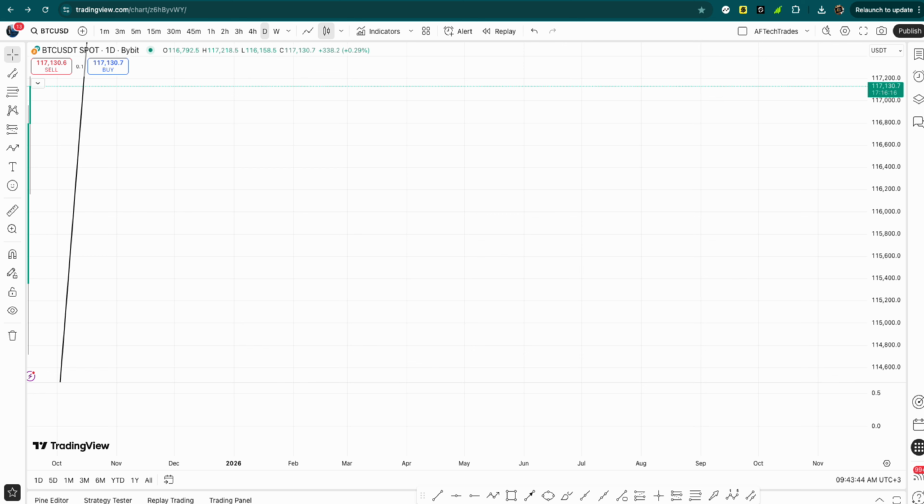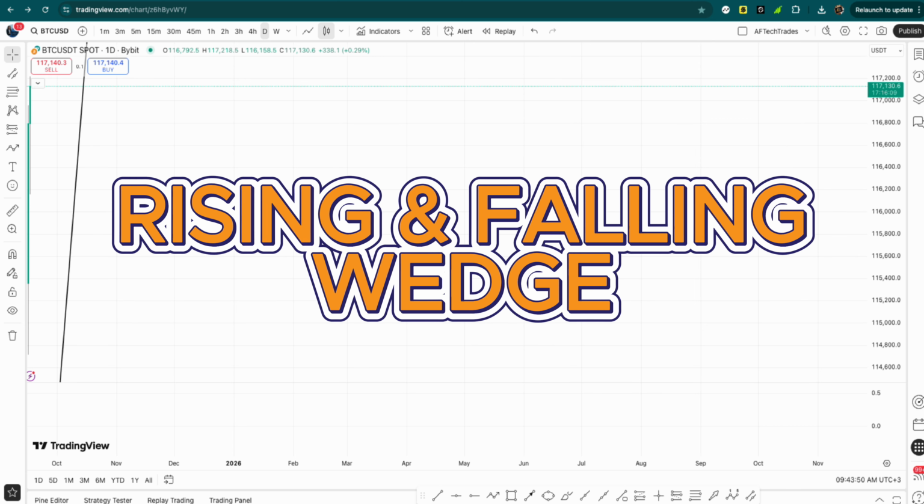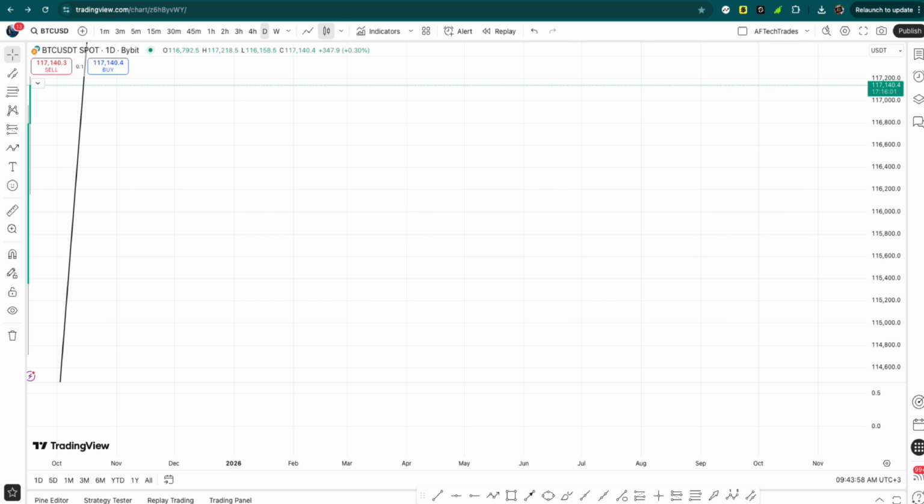So now today I want to teach you how to trade and spot the rising wedge and the falling wedge. This is one of the powerful patterns we have, and it works perfectly. So let me teach you how to do that, the easiest way to trade it, and immediately you spot it on your chart, how you can set your TP and your stop loss while trading it.